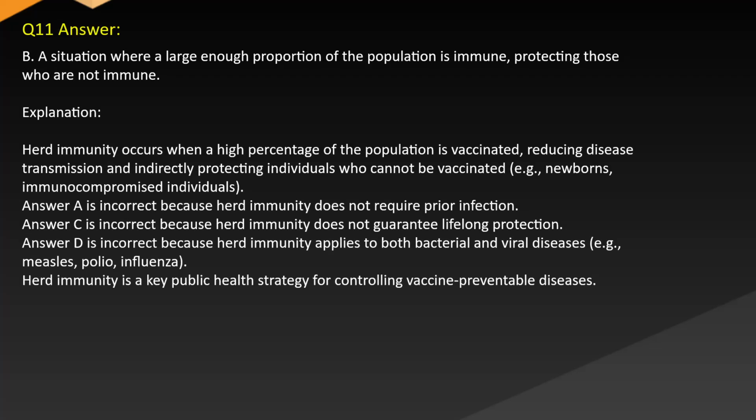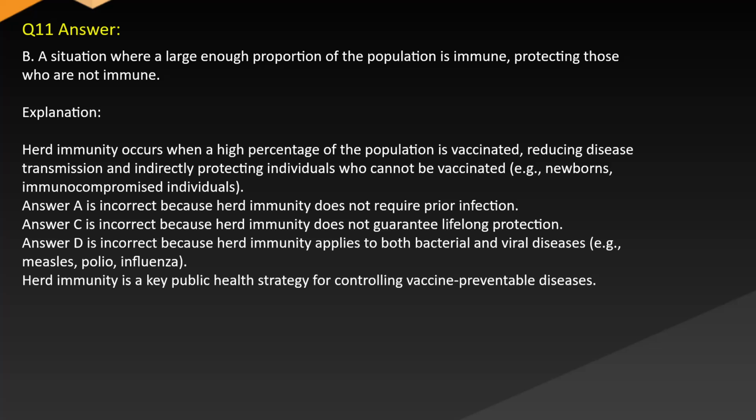Answer B. A situation where a large enough proportion of the population is immune, protecting those who are not immune. Explanation. Herd immunity occurs when a high percentage of the population is vaccinated, reducing disease transmission and indirectly protecting individuals who cannot be vaccinated, e.g. newborns, immunocompromised individuals. Answer A is incorrect because herd immunity does not require prior infection.